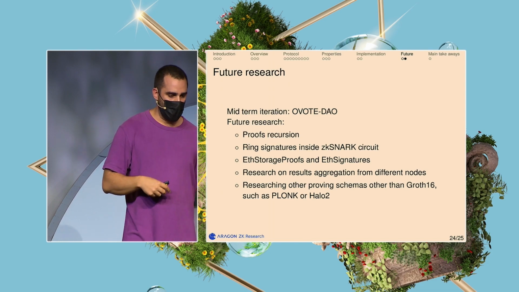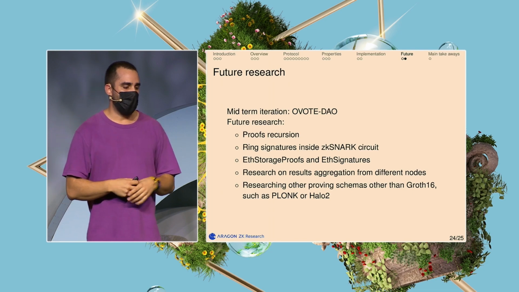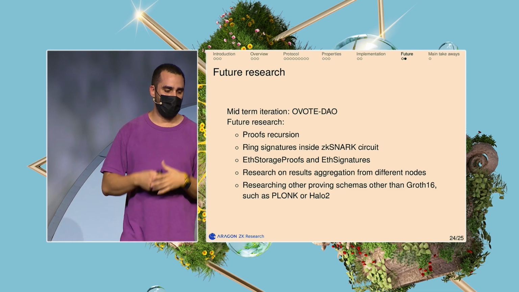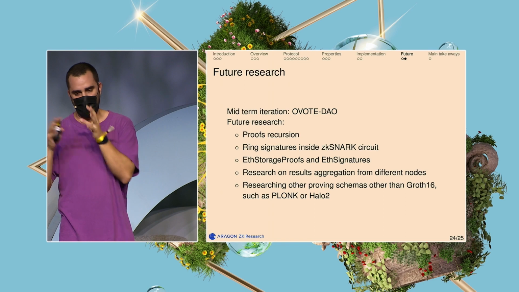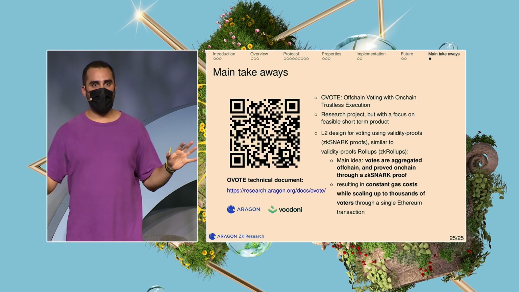Also, we look forward to research on results aggregation from different nodes, and also on other proving systems other than Groth16, which is the current one that we're using, such as Plonk and Halo2 and so on. So that's all.